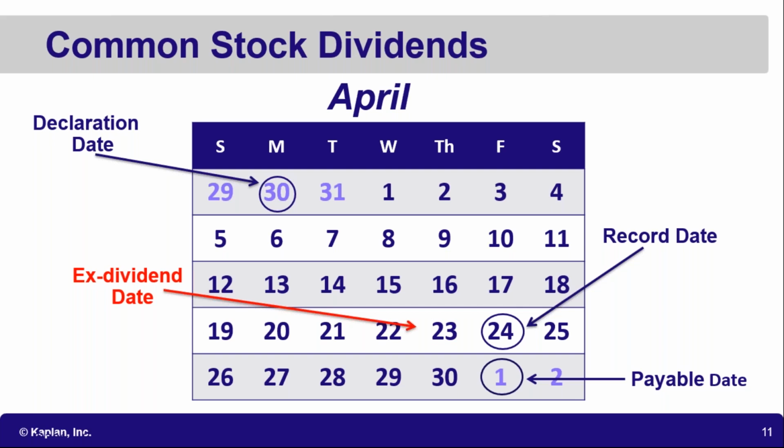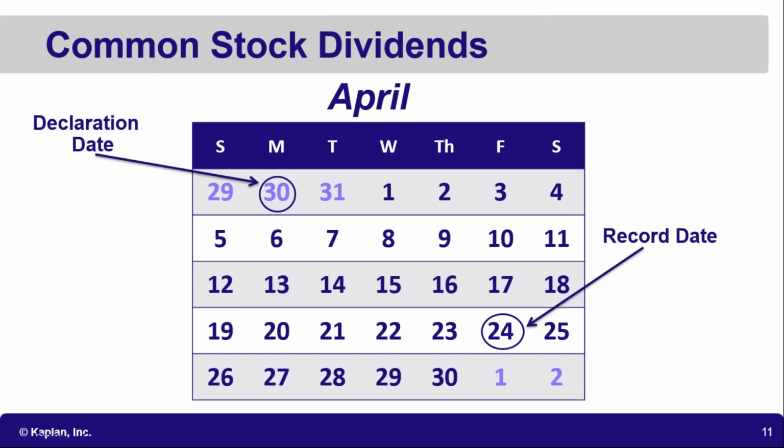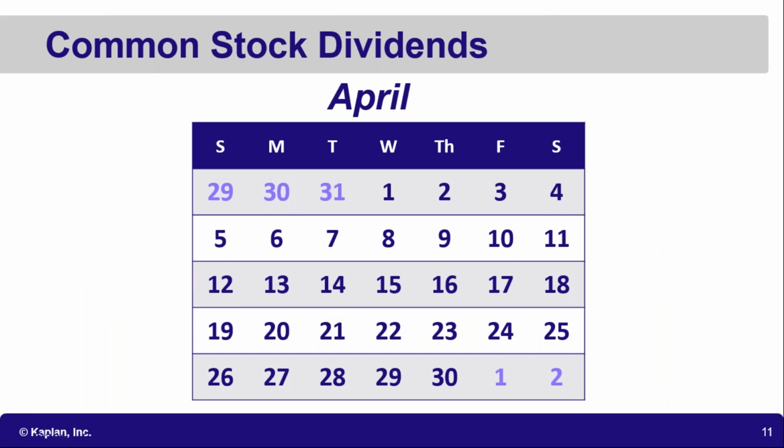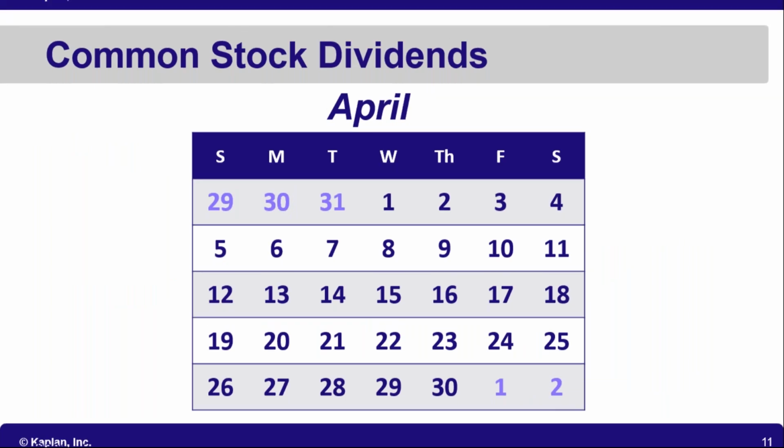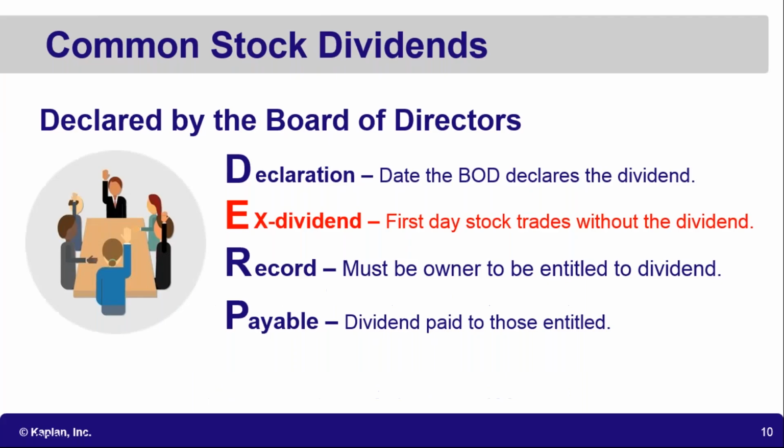Kaplan likes to use what are called acronyms to help you remember things. Acronyms are a series of letters to help you remember different types of concepts you need to know on the test. We use DERP for this one, D-E-R-P. The D is the declaration date, the E is the ex-dividend date, the R is the record date, and P is the payable date. So you can remember the dates for common stock dividends using DERP.